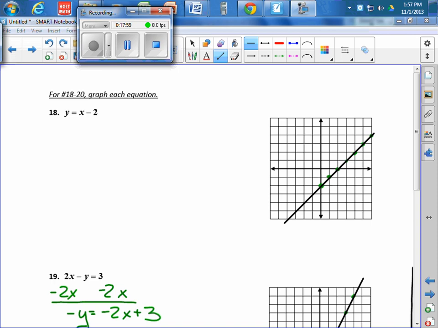In number 18, we're merely graphing these. The y-intercept is -2, the rise over run is 1, your slope is 1, so there's your line. y is equal to x minus 2.